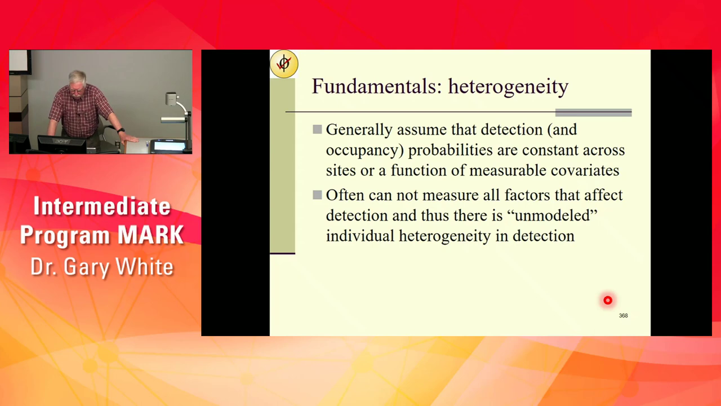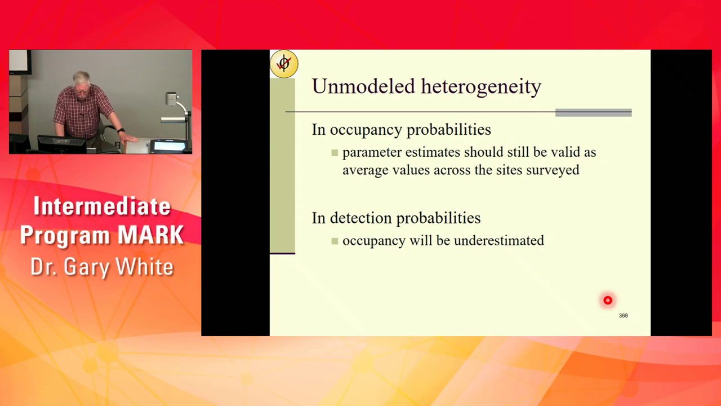So we've got a couple of different ways that we go at it to try to handle this individual or site heterogeneity or detection heterogeneities. What happens when we have this unmodeled heterogeneity is that parameter estimates can still be valid in certain places. Like, for example, in occupancy, if you've got a lot of heterogeneity across your sites, your average psi, in other words, what you would project for the entire area that you drew your sampling units from, would be about right. But it'd probably have too small of a variance for a start.